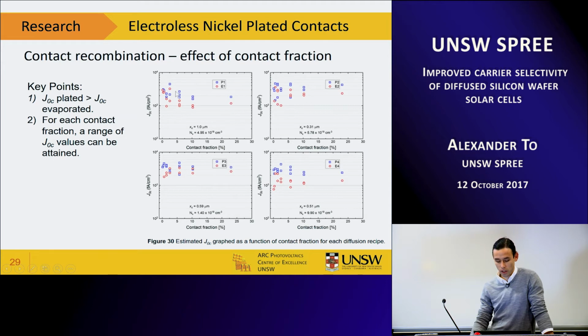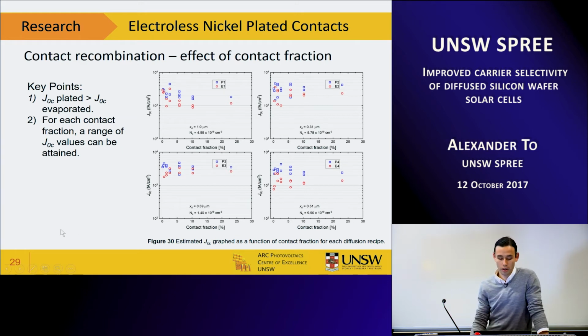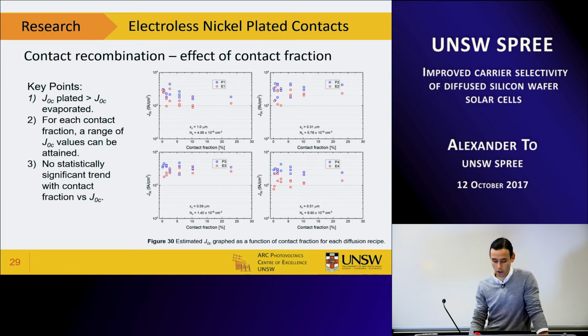Interestingly, there's a range of J0C values that you can achieve for each contact fraction. That might suggest that the contact design, in other words the perimeter to area ratio, has some effect on the recombination characteristics, possibly due to effects such as current crowding and carrier transport to the metal contact area. These things can affect your contact recombination. Although there was no statistically significant trend of contact fraction versus J0C. There just weren't enough data points to draw any strong conclusions here.